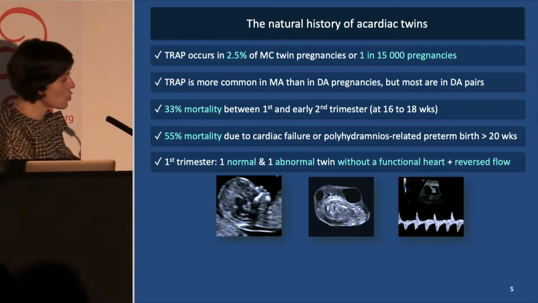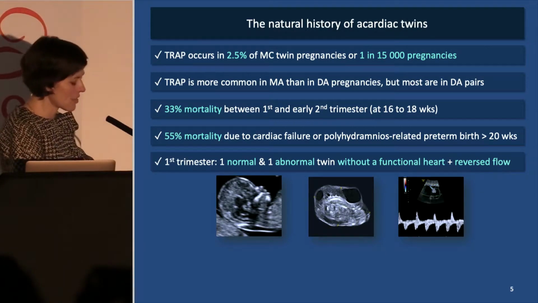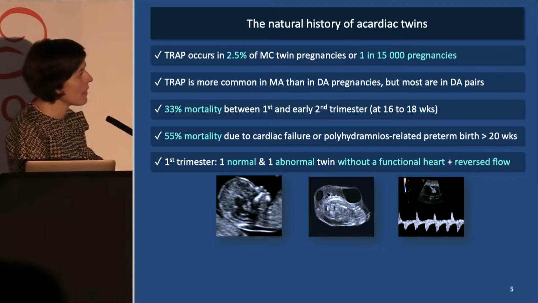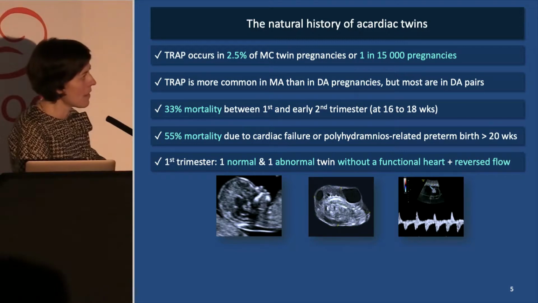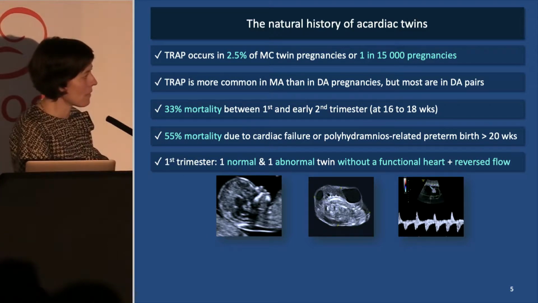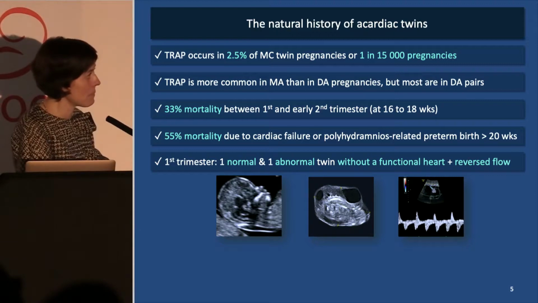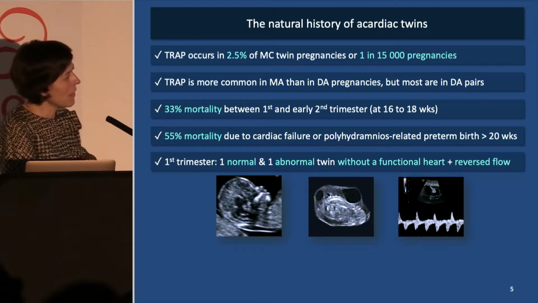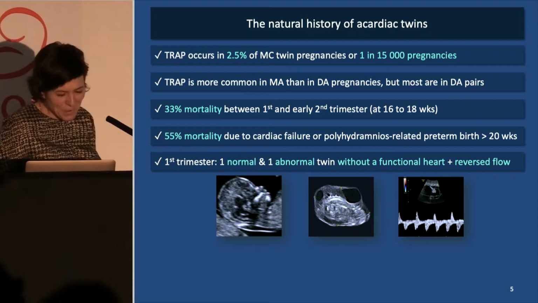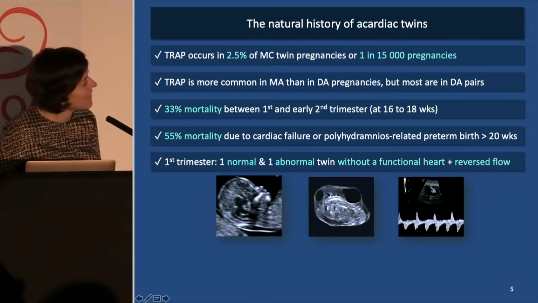And the diagnosis should be made in the first trimester, and it's actually not so difficult. You have one normal twin, the pump twin, and then you have a very abnormal mass where you can recognize skeletal structures, often a spine or a femur, and very striking subcutaneous cystic edema. And then if you use your color Doppler and your pulse wave Doppler, you will see in the umbilical cord the reversed blood flow going into the acardiac mass.